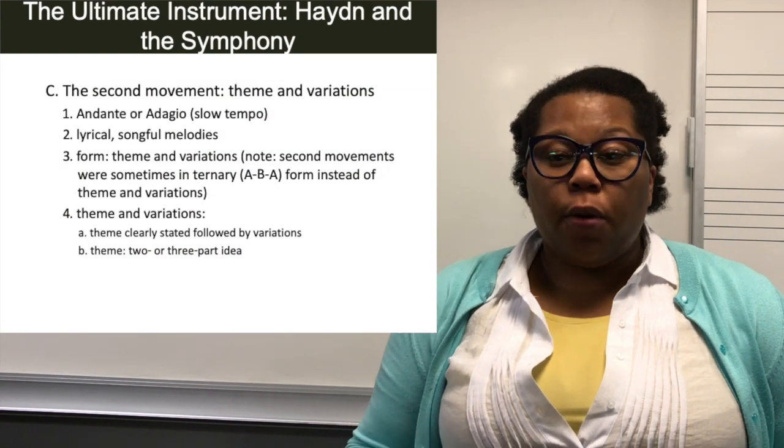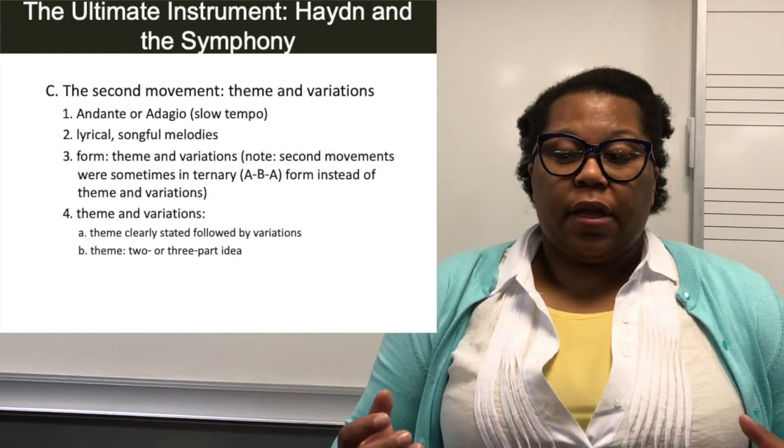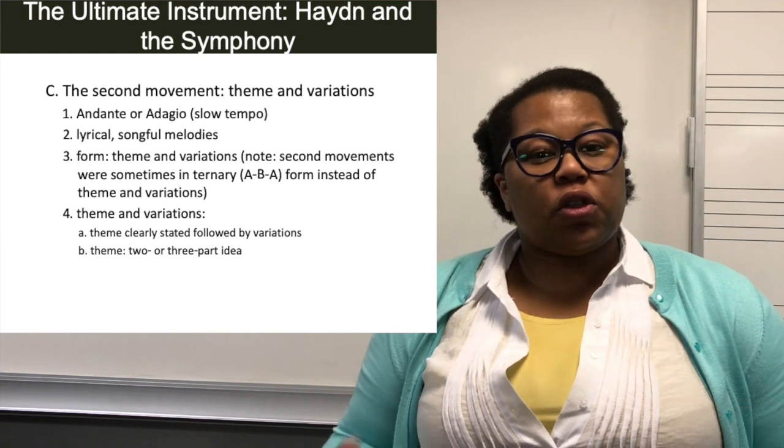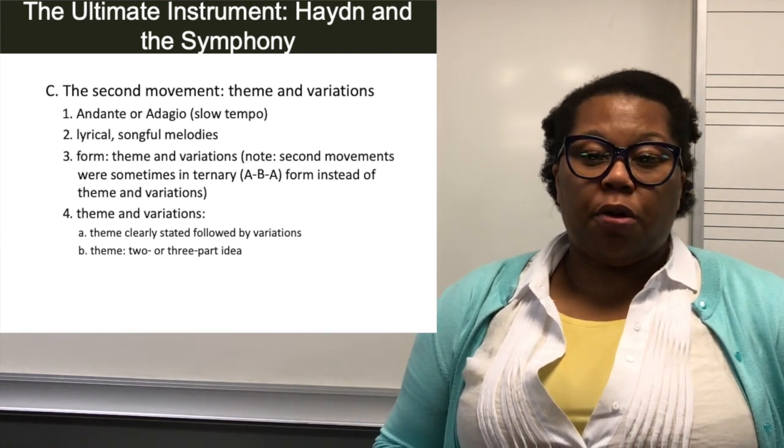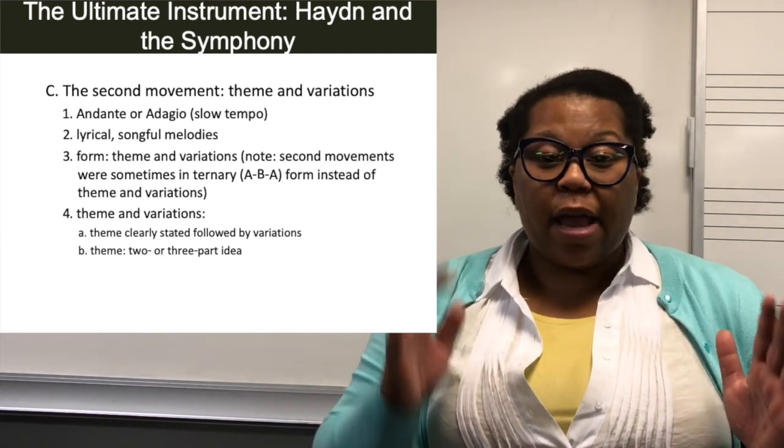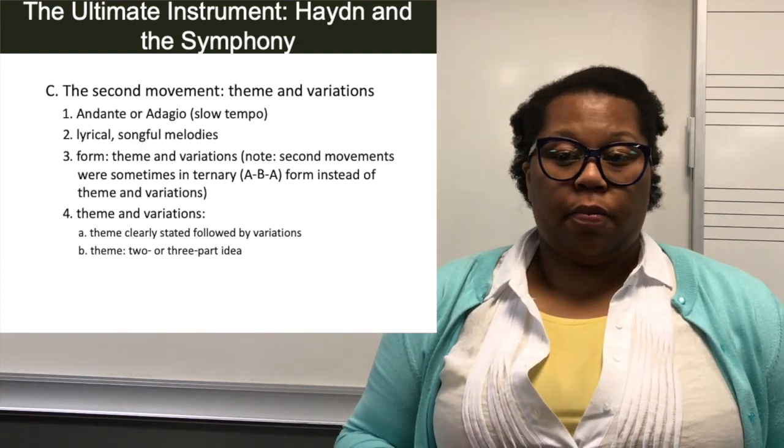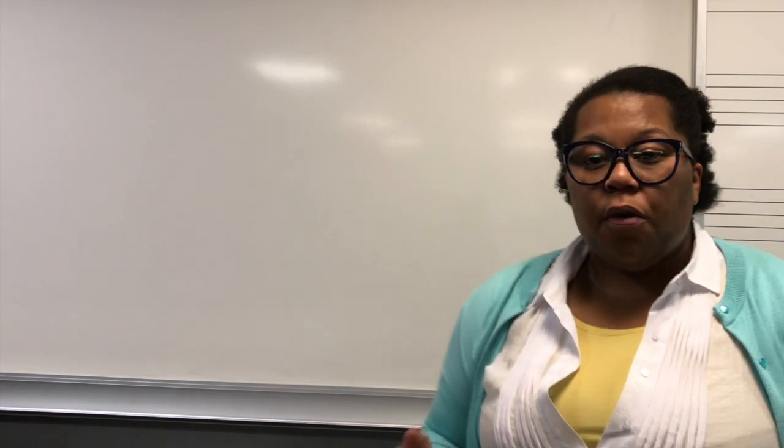All right, now for the form, we could have the theme and variations, or sometimes the form could be in a ternary form, where we have an A, B, A form. So sometimes that replaces the theme and variations. Now, for the theme and variations, the theme itself is clearly stated, and it's followed by variations. So the theme could be a two-part or a three-part idea.